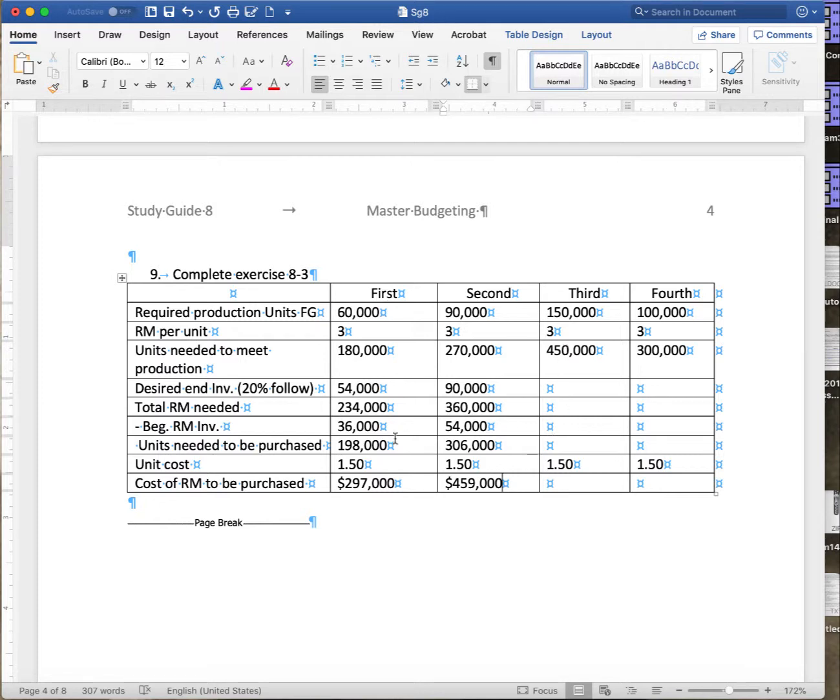Okay, what's my beginning raw materials inventory for the third quarter? Well, it's the desired ending inventory of the second quarter, which is 90,000 units or 90,000 grams of musk oil. I need to figure out for the third quarter, what is my desired ending inventory, meaning how much do I want to end the third quarter with? How many units? Well, 20% times the 300,000 units that I need for the fourth quarter ends up being 60,000.